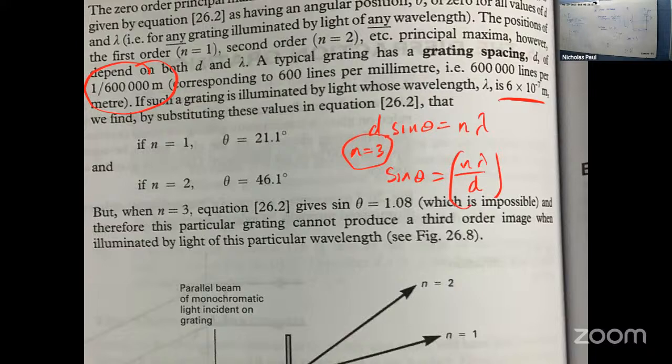Sine theta equals something. Then we have a calculator. You have a calculator? 6 times 10 to the minus 7. Yeah, we're climbing a little way. While coming up on number 4.